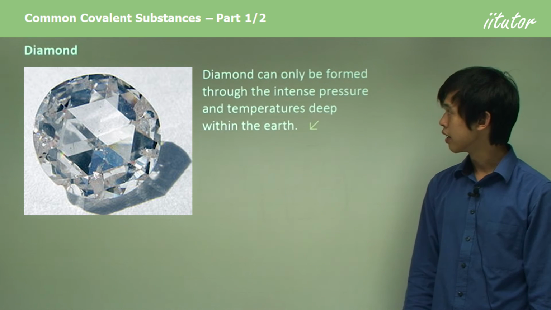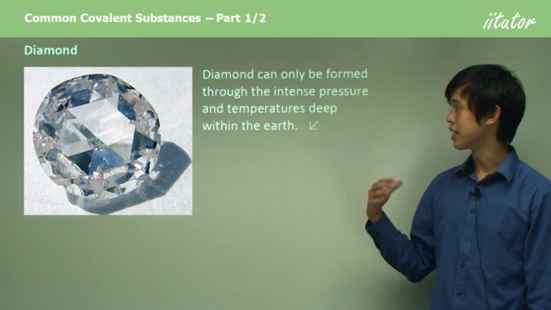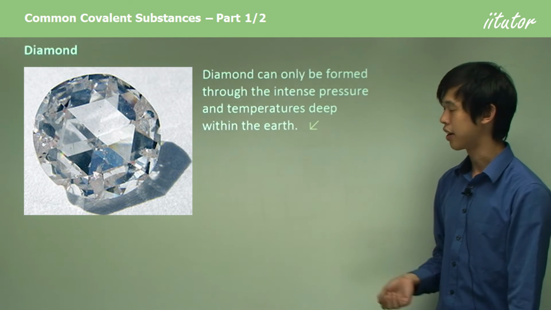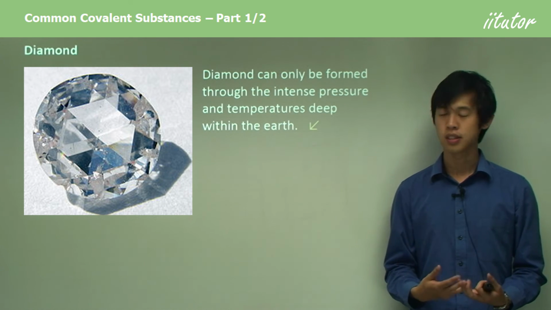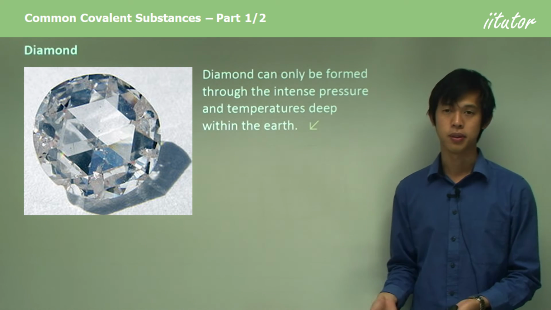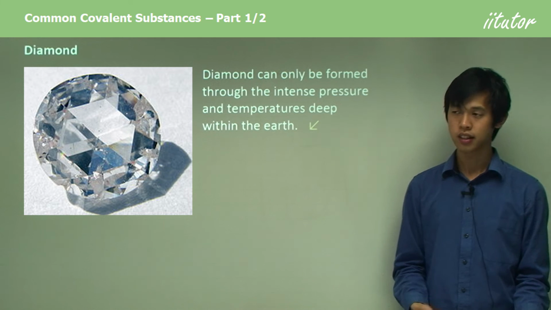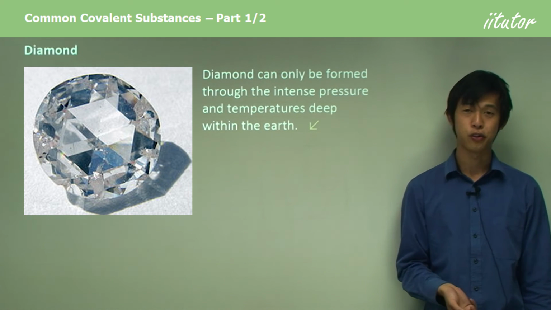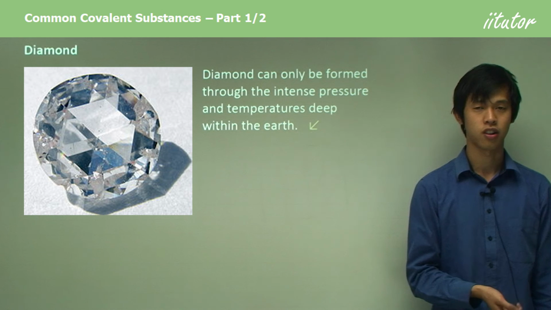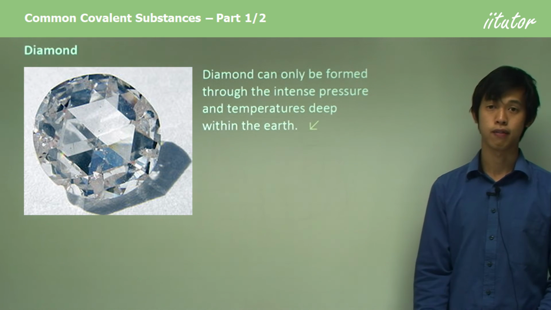That's diamond for you. And diamond can only be formed through the intense pressures and temperatures deep within the Earth. Within the Earth, there's extreme pressure and very high temperatures. Only in these cases can we form diamond. We can't form diamond artificially. It only happens naturally. Though there is some work being done where we have formed some artificial diamonds, but they're not as good quality as the ones that we dig out of the Earth.